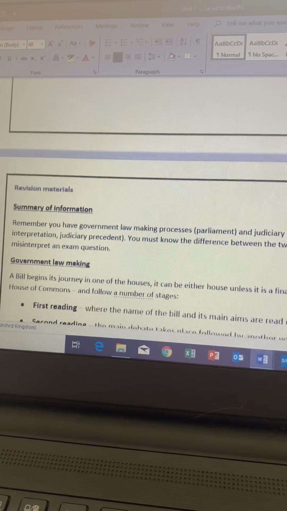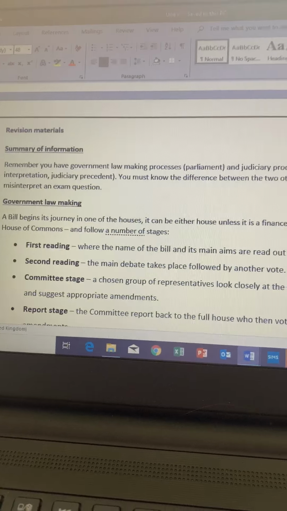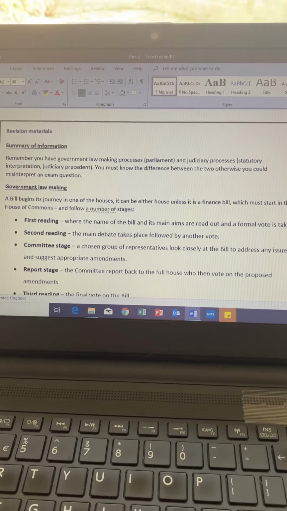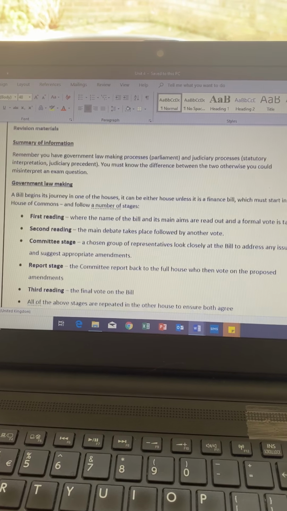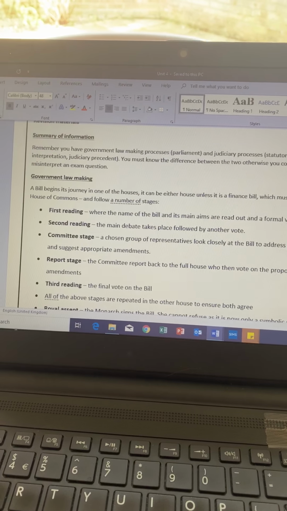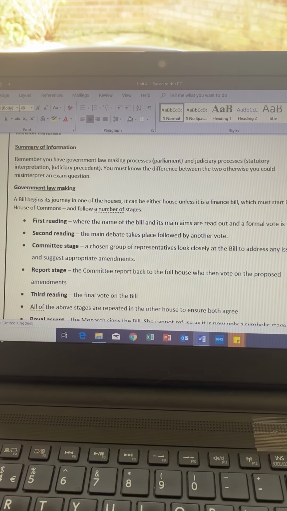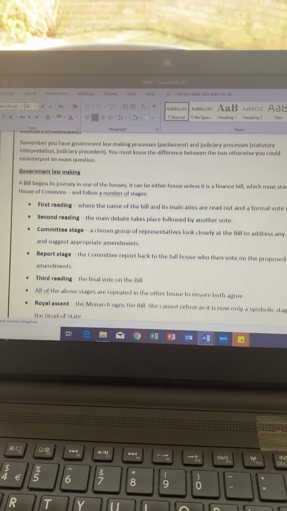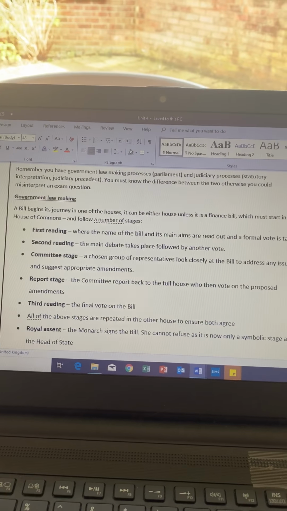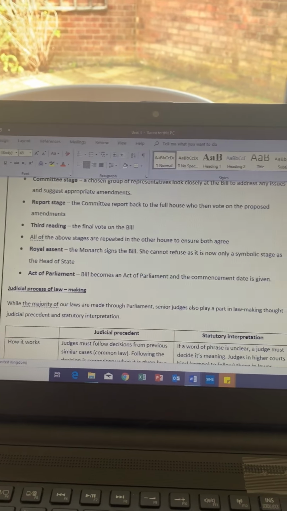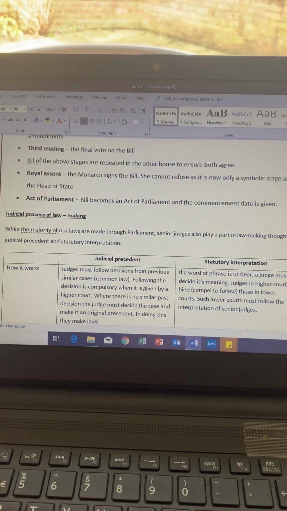We've already gone through all of this a million times, but it's just there for a little review. For the scenarios that you've got to do, if you're not sure about one, go back up and read this information and think, right, what stage would it be at? Is it government? Is it judiciary? I would do that if I were you.